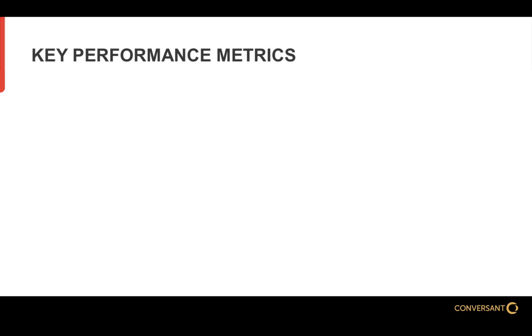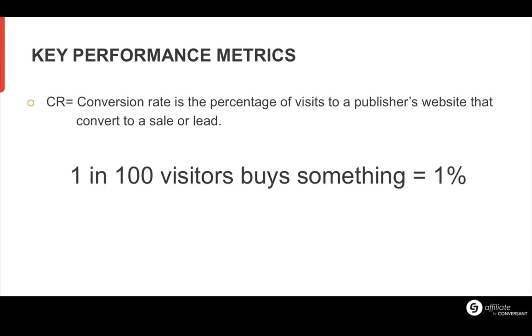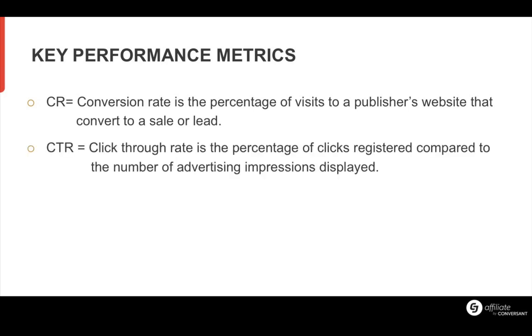Key performance metrics play a big role in our reporting. Conversion rate measures how successful you are at capturing the sale or lead. For example, if one in every 100 visitors to your site makes a purchase, then your conversion rate is 1%. Click-through rate, or CTR, is the percentage of clicks registered compared to the number of advertising impressions displayed.